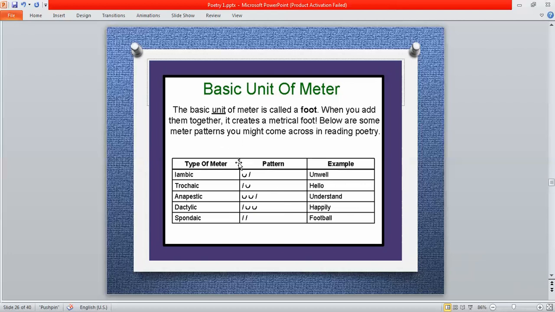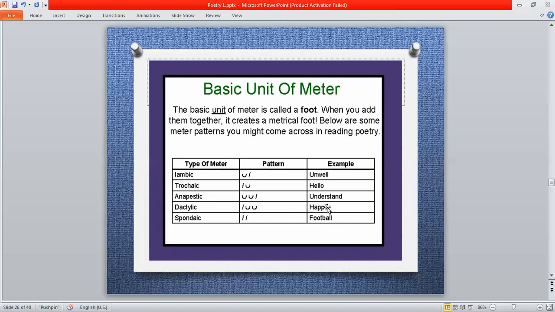We have said in the first slide, we have accented and unaccented syllables. Weak syllables are unaccented or unstressed, whereas strong syllables are stressed or accented. For example, the word football. Football consists of 2 syllables, foot and ball. Both of them are strong, so both of them are stressed. The mark of a stressed or accented syllable is this slanted line.